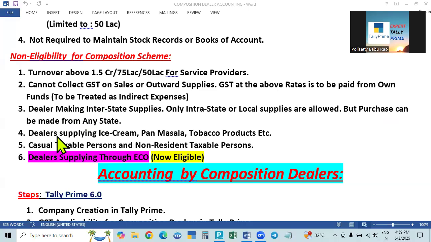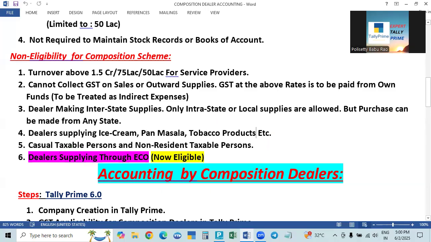Also, any dealers supplying ice creams, pan masala, tobacco products, and fly ash bricks, that is, bricks made with fly ash used in construction, cannot register under the composition scheme. Persons dealing in these items can be registered under the regular scheme only.